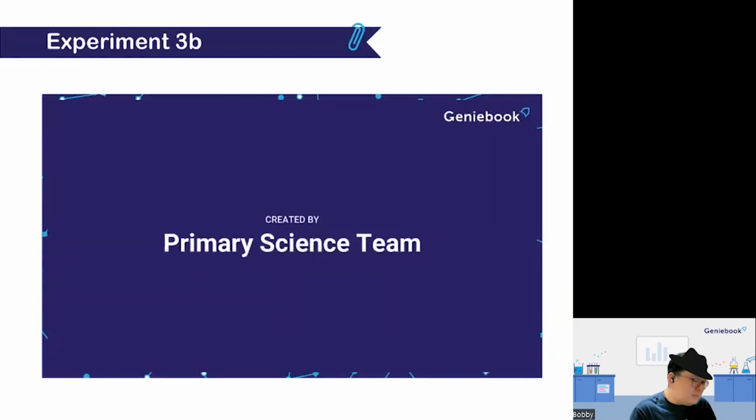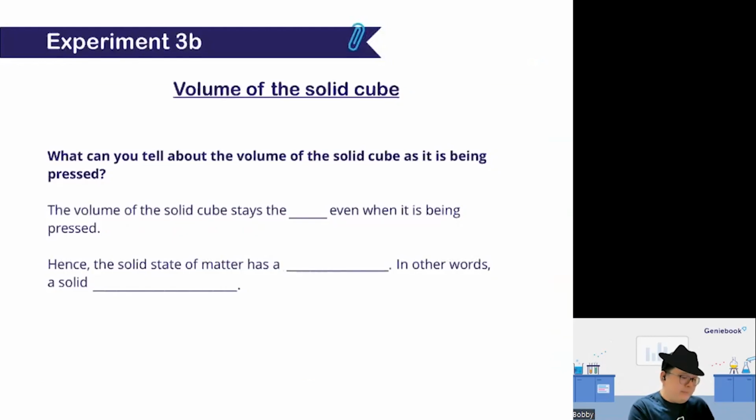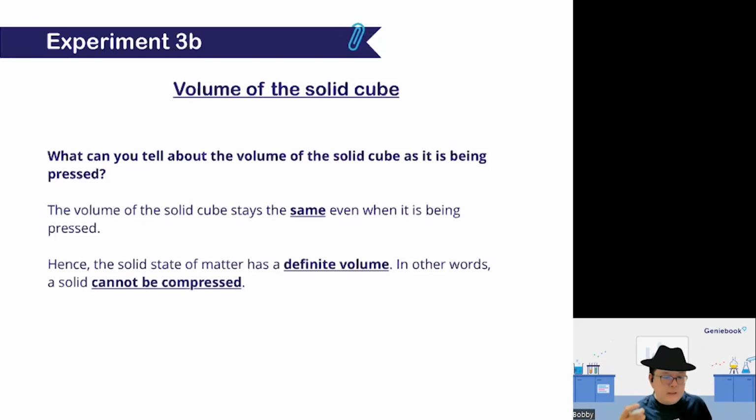Okay, naughty block. So as you notice, while this pair of hands or this beautiful hand did it, nothing changed. Once again, nothing changed. So this means the volume of the cube stayed the same. If we combine the two experiments together, we'll know that it has a definite shape and a definite volume. So this means solid cannot be compressed.